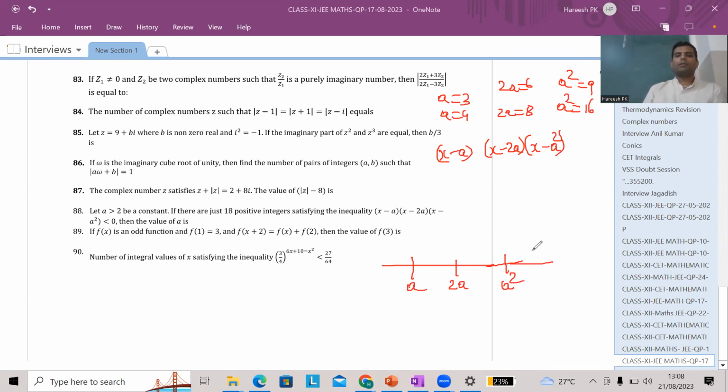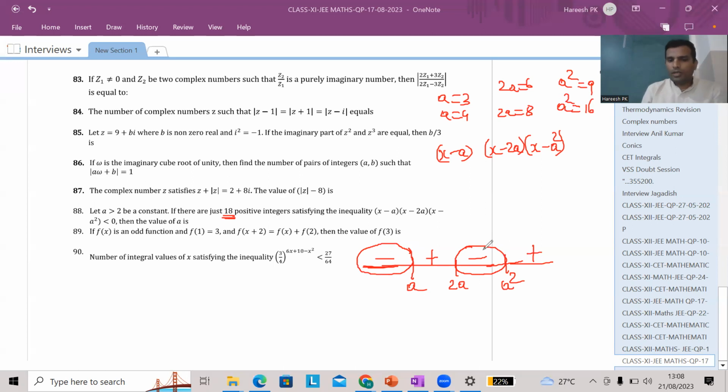So now by the wavy curve method, here it will be positive, here it will be negative, here it will be positive, and here it will be negative. Right. And they are saying that the number of positive integers is 18. So here however many integers are there, and here however many integers are there, both of them put together is 18.